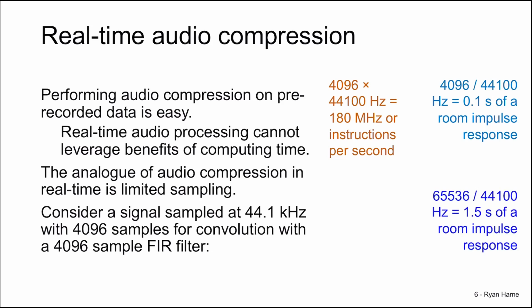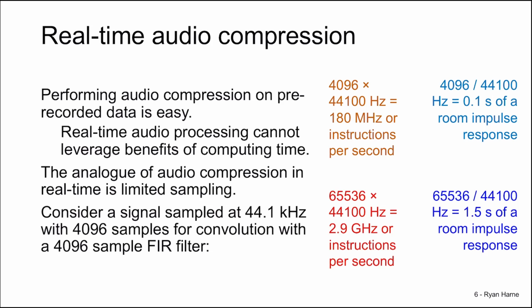But if we crank up our signal length to a 16-bit value, where we have 65,536 samples per increment, we find that we have then a 1.5 second room impulse response. But if we do the calculation for the computing power required and multiply the sample length by the sampling frequency, we need a computer processor with at least 2.9 gigahertz power to process this high fidelity audio signal in real time.